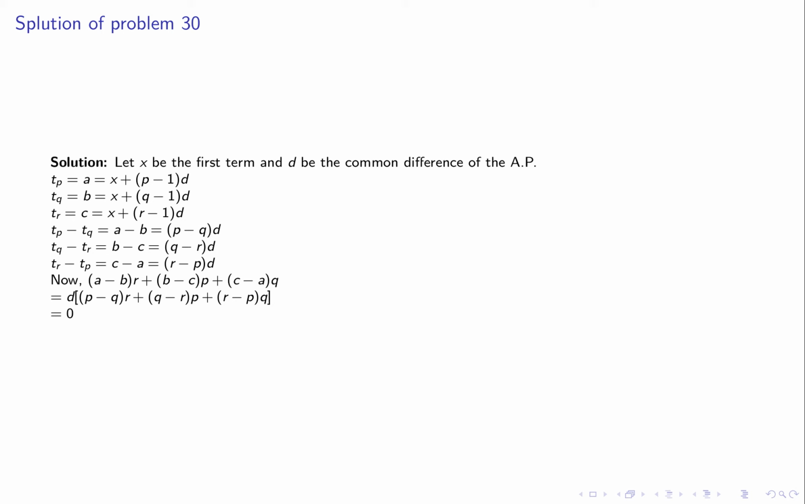So these are problem numbers 21 to 30. In our next video, we will solve problem numbers 31 to 40 of arithmetic progression.